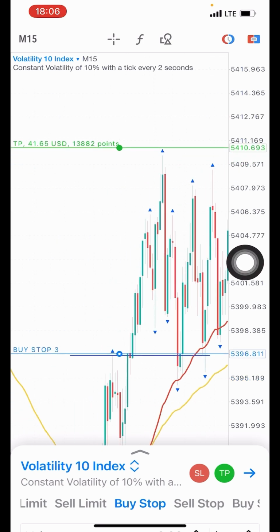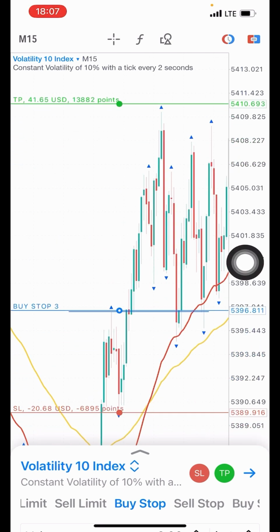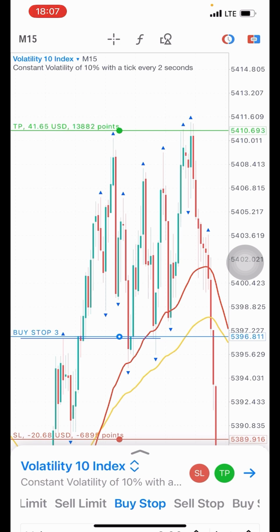If you are using a 1 to 2 risk to reward ratio with this strategy, you are going to win most of the time. It works very well when you are using a 1 to 2 risk to reward ratio with this strategy. Okay, so that's a buy example.